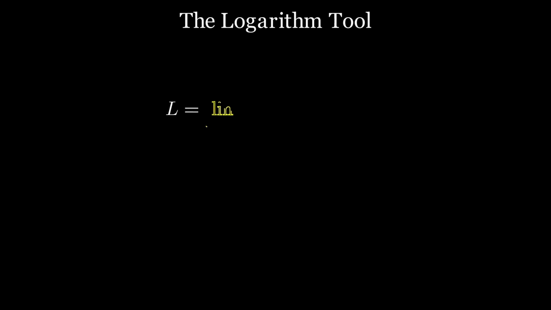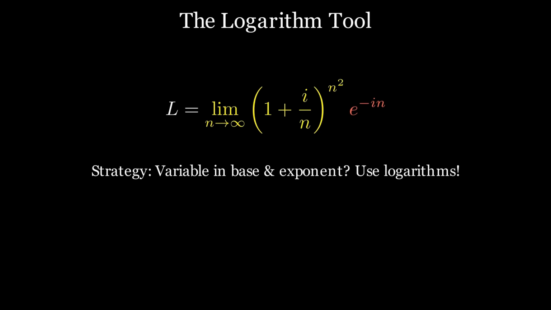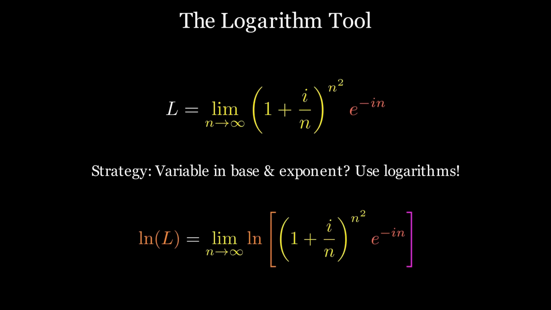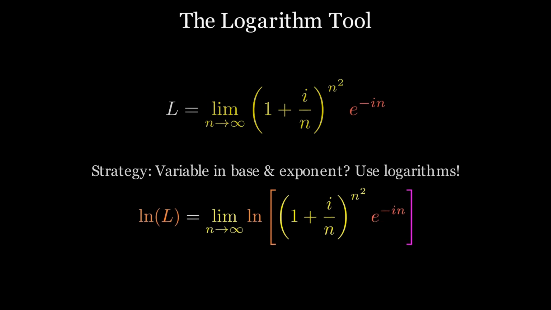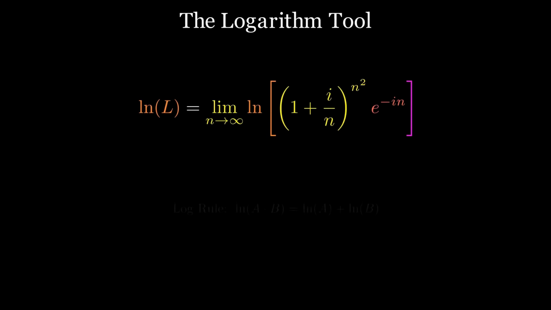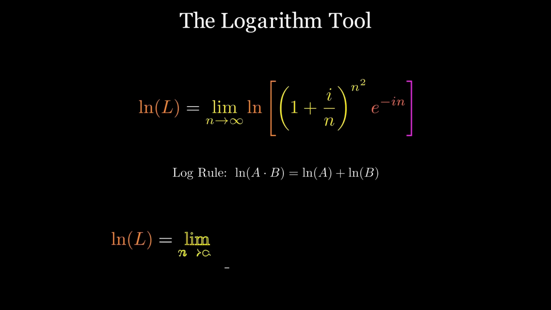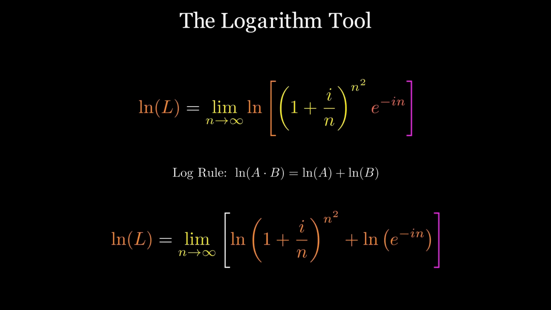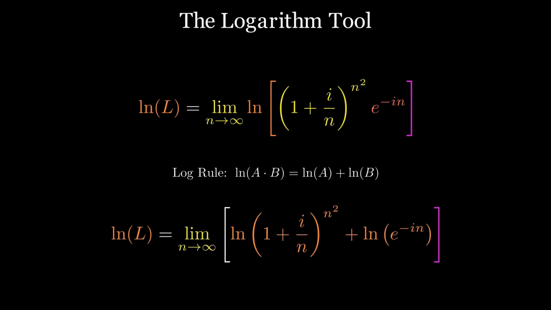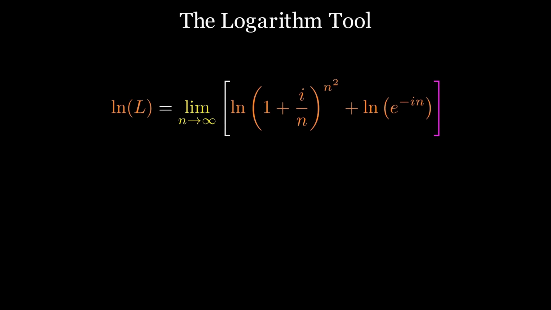Now we use the classic trick, logarithms. Let L be our limit, (1 + i/n)^(n²) times e^(-in). The base and the exponent both depend on n, so we take the natural log. The natural log of a product becomes a sum, so ln L equals the limit of ln of (1 + i/n)^(n²) plus ln of e^(-in).